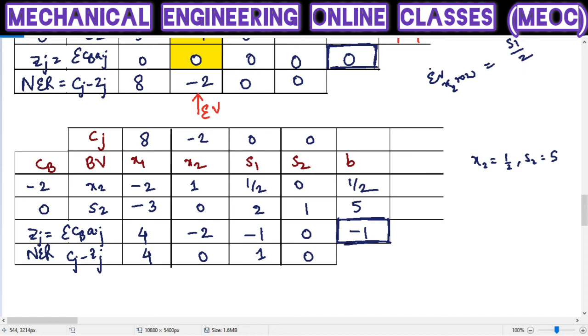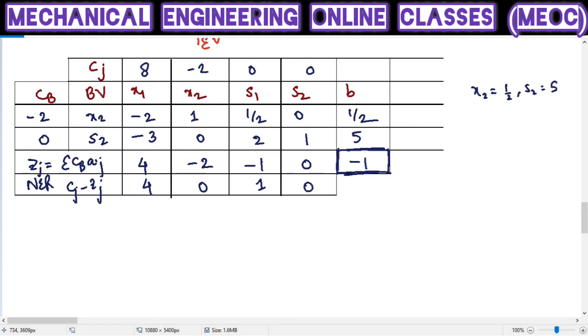So if we are entering x1 or s1, that will only increase the value of z, whereas this is a min type of problem, it should decrease. So that it has to be decreased only when there are negative values here. Now since all the Cj minus Zj are zeros or positives, for a min type of problem optimality is reached.